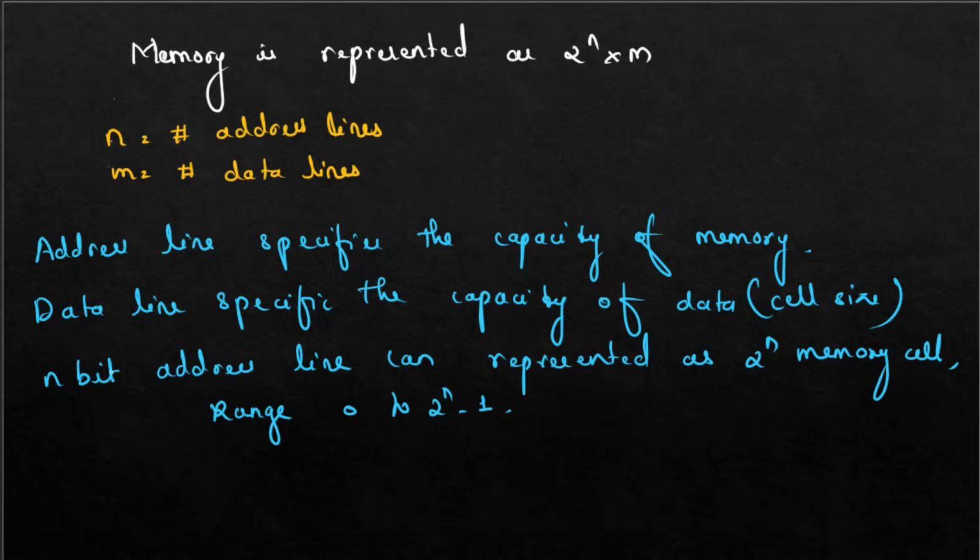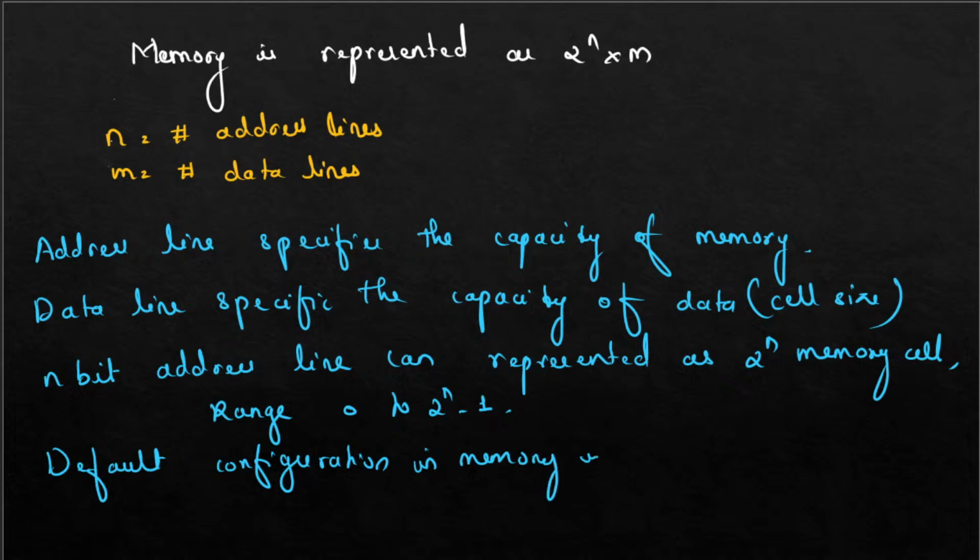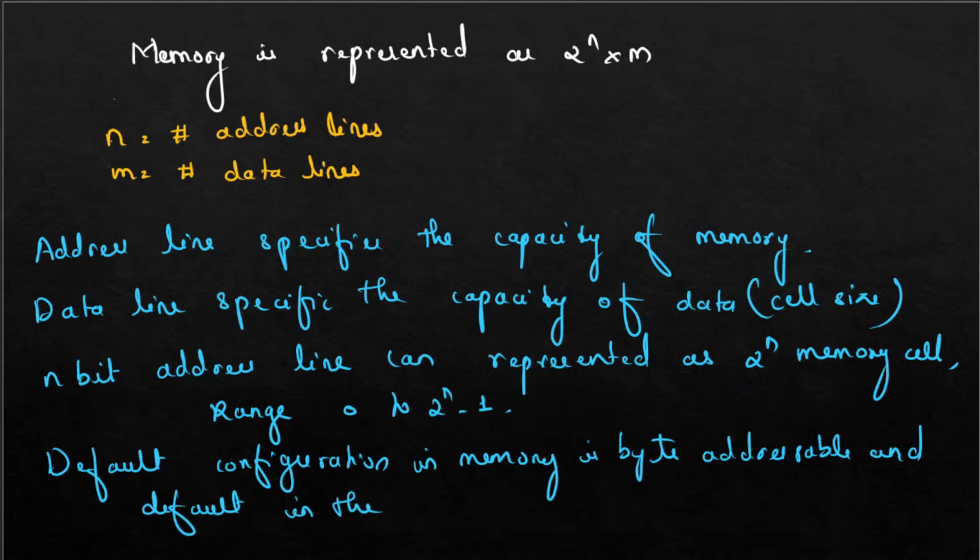And the default configuration in memory is byte addressable, and the default in the CPU is word. Okay, any doubt in any of the statements? Answer everyone. Any doubt? Anyone having any doubt in all of these statements?